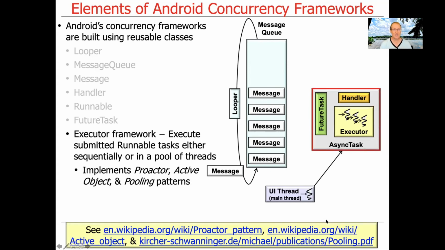The executor framework is used to implement a whole bunch of patterns. It can be used to implement the active object pattern. It could be used to implement pooling, which is a pattern described in the POSA 3 book or at the link in the slide below. And it can also be used to implement the proactor pattern, which is a very interesting pattern for asynchronous communication that's really at the heart of the executor completion service framework that we talked about.